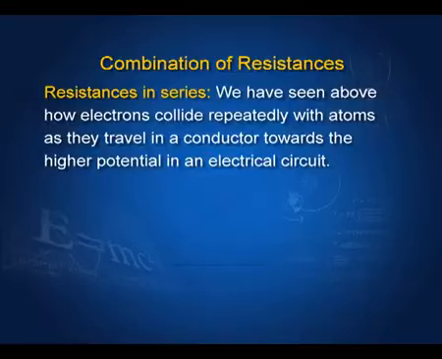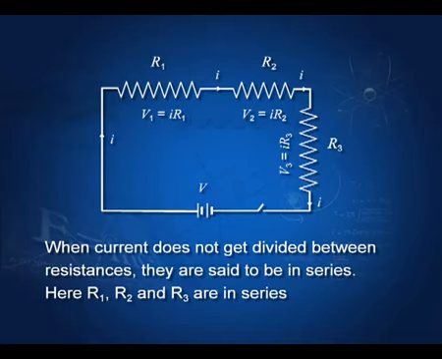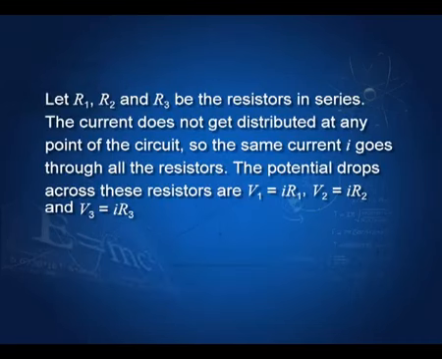If I combine resistances one after the other, they are said to be in series, and in fact, they constitute one whole long conductor, and therefore, the resistances are added. Here we have resistances R1, R2, R3, they are all in series. The current flows through R1, then through R2, then through R3. It does not get divided anywhere. So, it flows through R1, R2, R3.